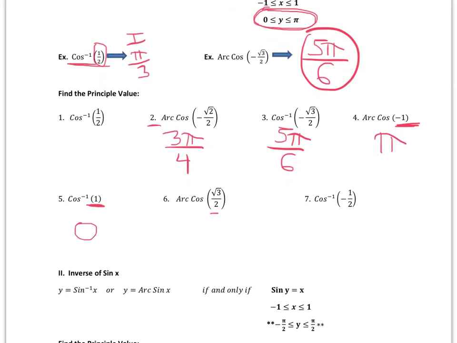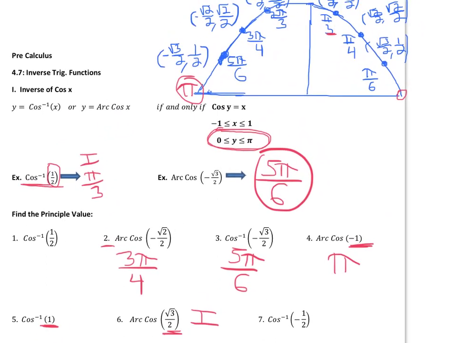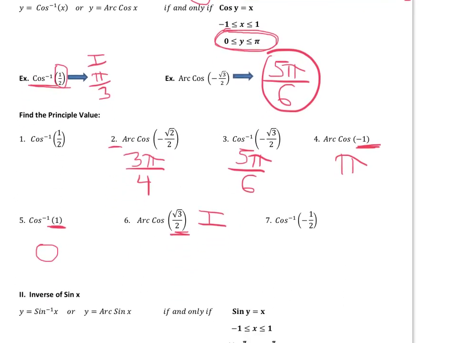Okay, now the next one, since this is positive, I know it's got to be in the first quadrant. Well, where is x root 3 over 2? Well, again, I use my trusty arrow. It's right here, which is pi over 6. So I'm going to put this in. Hopefully you're not getting dizzy right now. This is pi over 6.